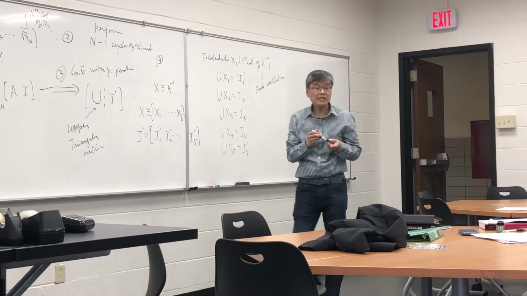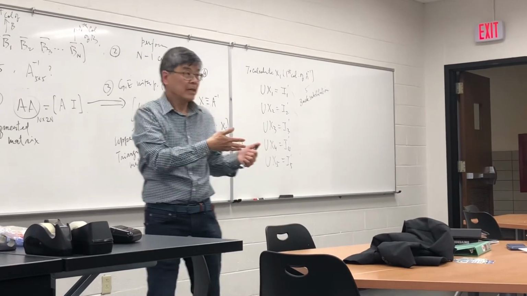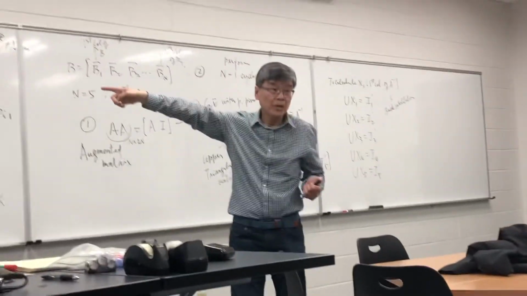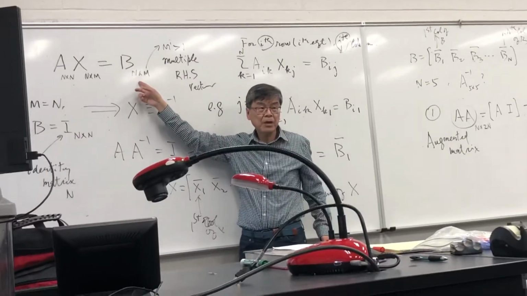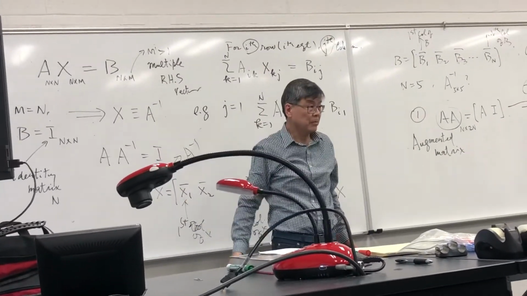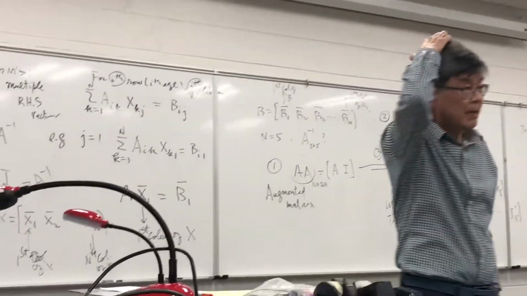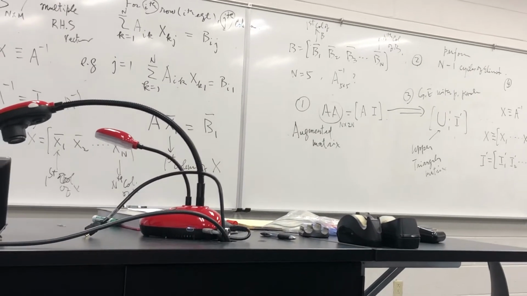So this is the way we take advantage of Gaussian elimination to solve a general AX equal to B problem or inverse problem. You can see that if you do it by hand, it is a lot of calculation.